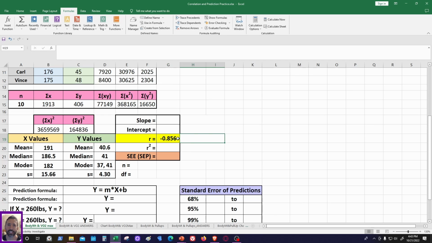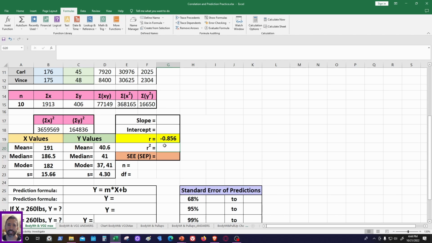And of course, you know from this value, just looking at this value, that it is a very strong relationship. Okay, this is a very strong relationship between body weight and VO2 max, and it is an inverse relationship or a negative relationship. So what that means, as one value is increasing, the other value is decreasing. Okay, as one increases, the other decreases. So as body weight increases, VO2 max is decreasing. Okay, so that's what that negative sign means, but that is a very strong correlation. We have a 0.856.